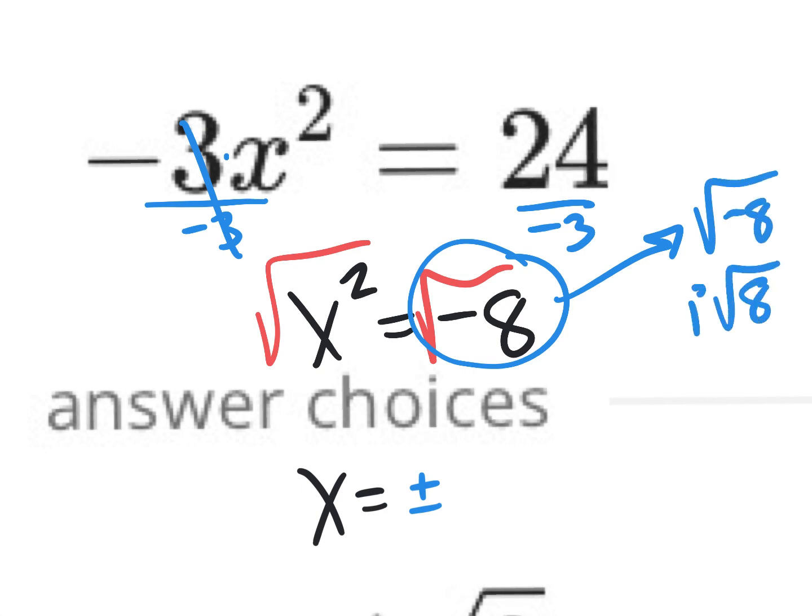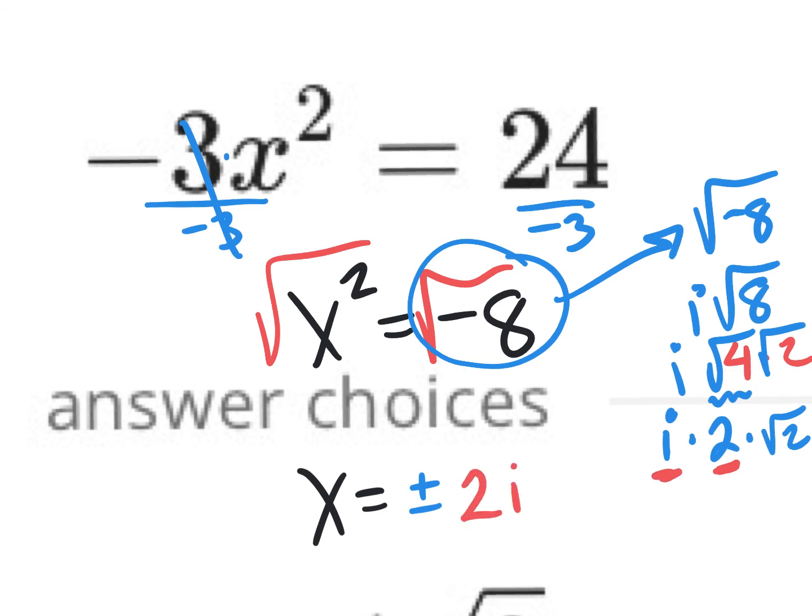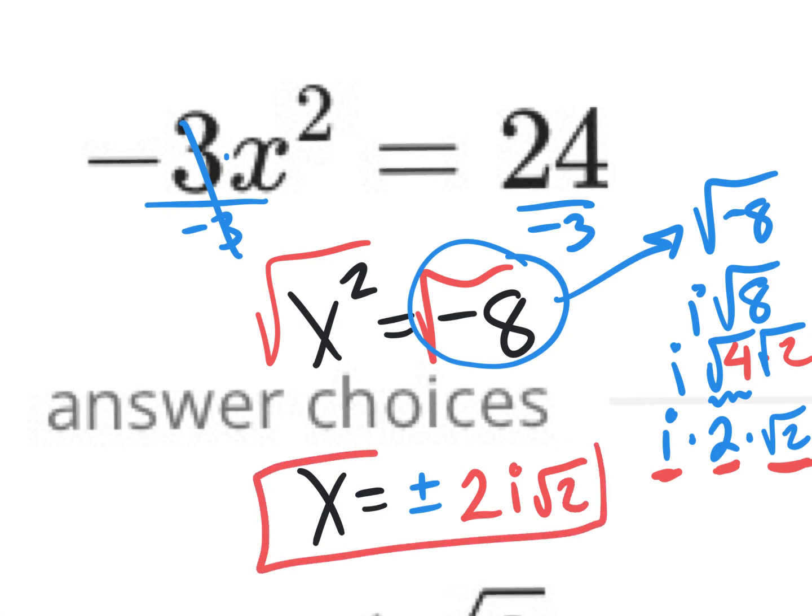And then 8 actually breaks down to 4 times 2 and split the root, and you still have the i out in front. So you really have i times the square root of 4, which really is the nice, beautiful number 2, and you still have the square root of 2 over here. All you got to do now is rearrange it in the correct order. Put the number first, the variable next, and then the square root at the very end. So there's your answer. X equals plus or minus 2i square root of 2.